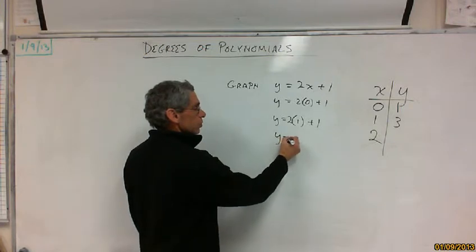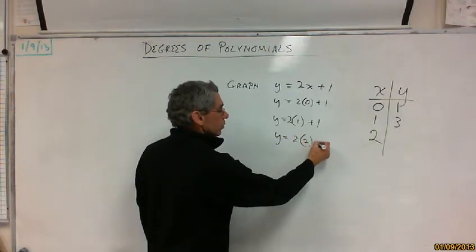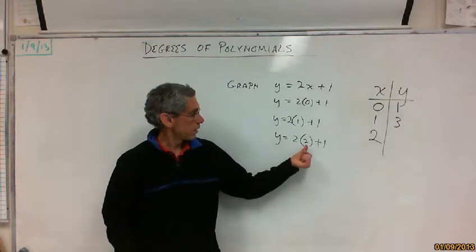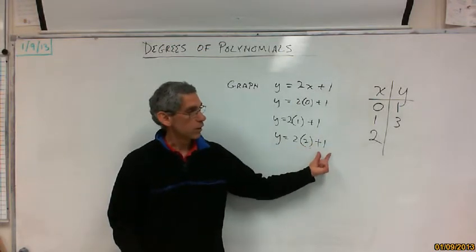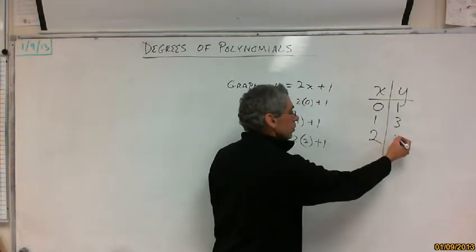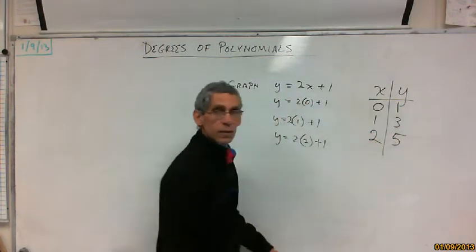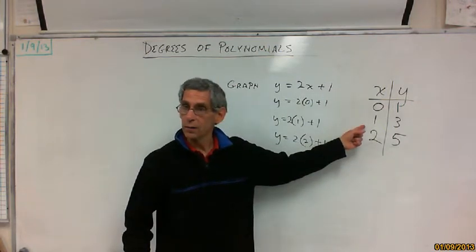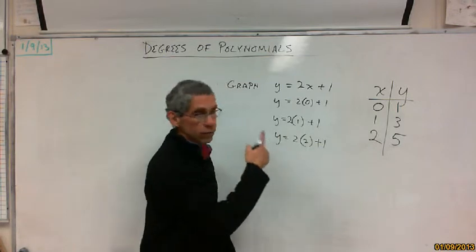If x is 2, 5. Domenica, what do you think? 2 times 2 plus 1 is 5. So when x is 2, y is 5. And then those are coordinates. That's my x comma y. So how would I graph that?